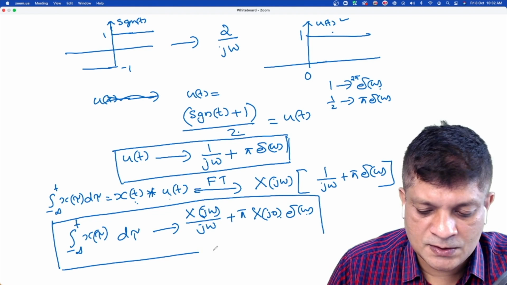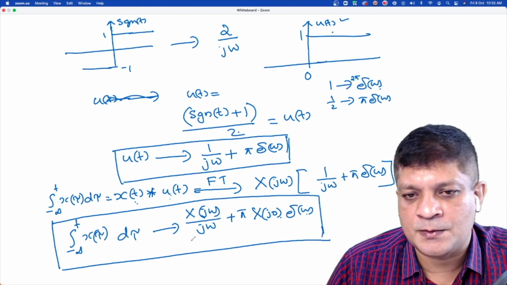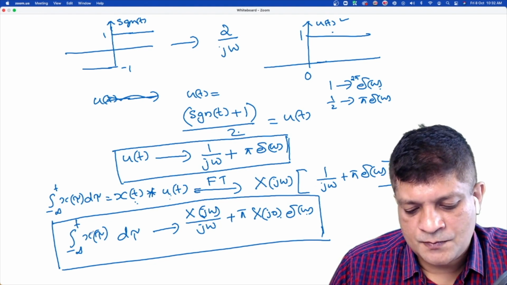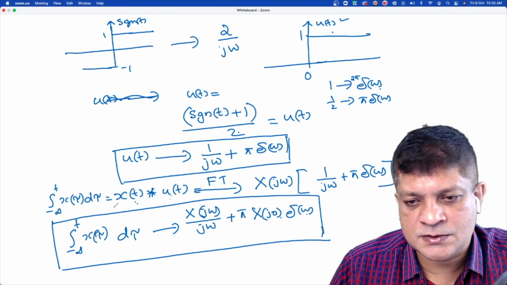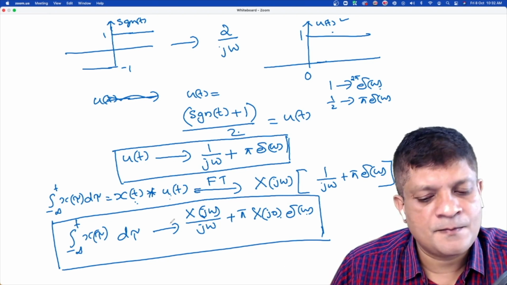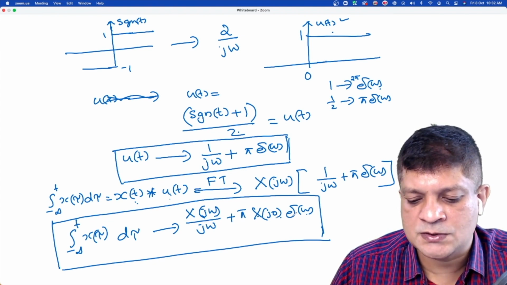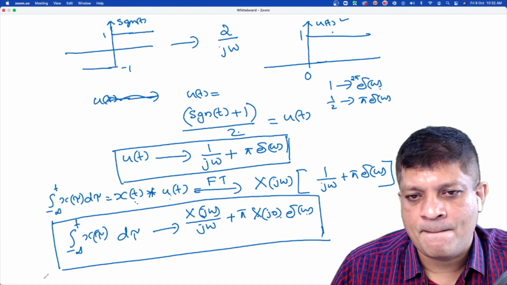and now you can check the formula sheet. This property is given. If the Fourier transform of x(t) is X(jω), then the Fourier transform of this integral is X(jω) by jω plus π X(j0) δ(ω). Okay.